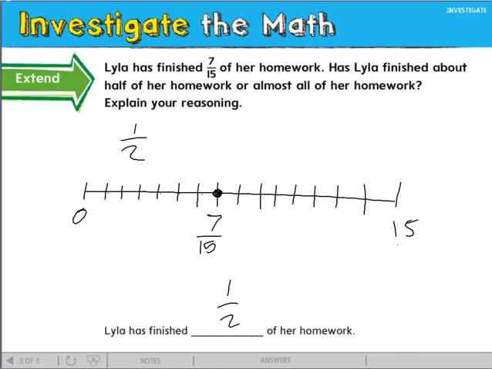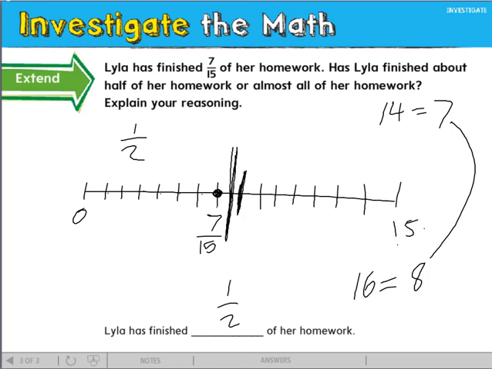Now, 15 is an odd number. An odd number means that the very middle is going to fall between 2 numbers. So the way that you figure that out is you go to the even number below 15, which is what? 14. What's half of 14? 7. So 14 equals 7. And then you go above 15, which is 16, and that equals 8. So you know that the middle of 15 falls between 7 and 8. So here's 7, and here's 8. So that means this right here is the exact middle. So this is 1/2. Okay?